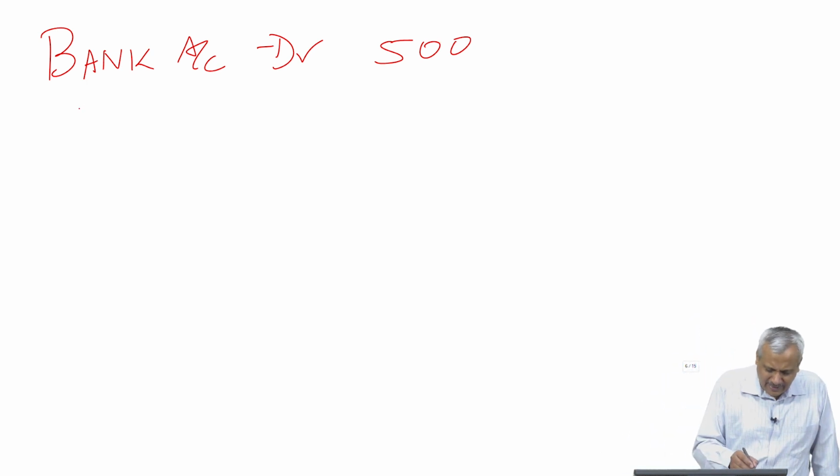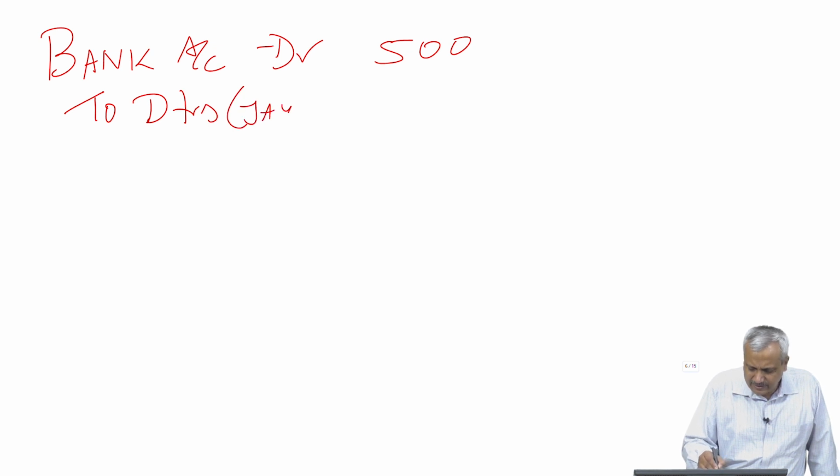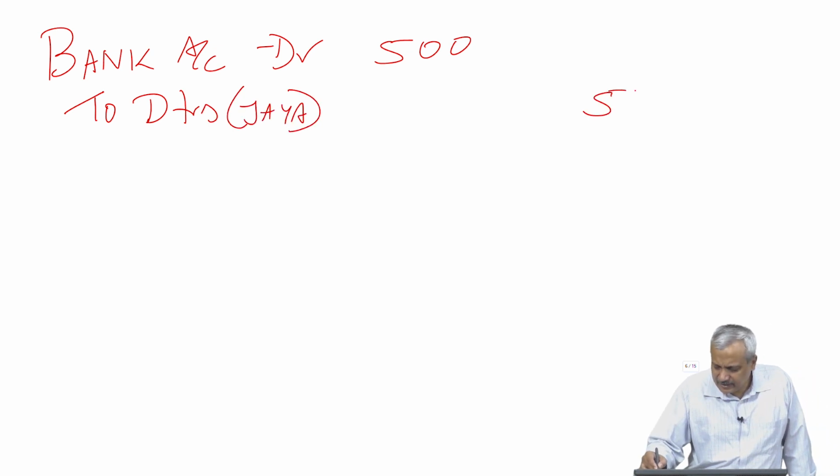And then who is giving this? Jayasimha is giving it. What is Jayasimha? He is one of the debtors to me. How much is he giving? He is giving 500.